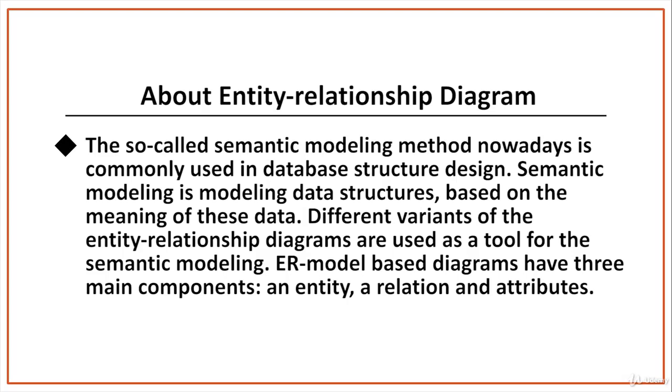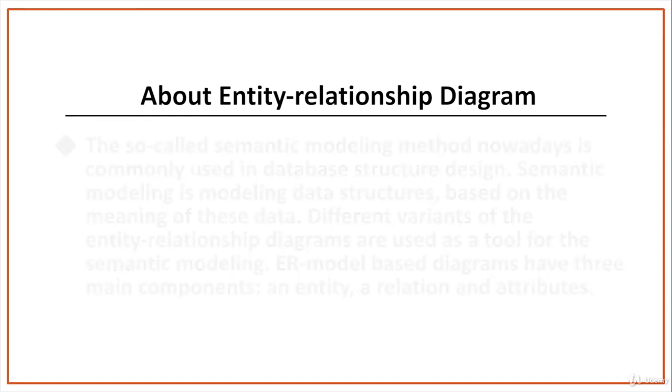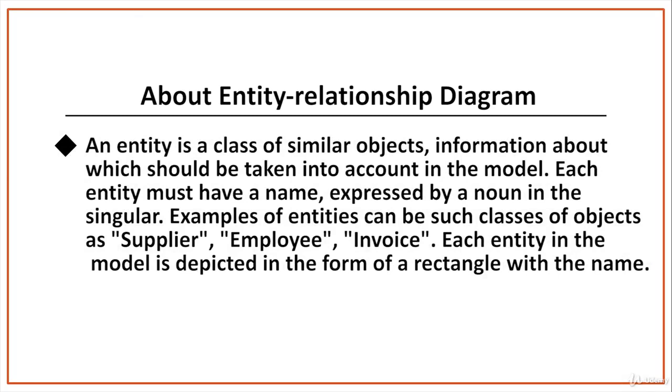ER model-based diagrams have three main components: an entity, a relation, and attributes. An entity is a class of similar objects, information about which should be taken into account in the model. Each entity must have a name, expressed by a noun in the singular. Examples of entities can be such classes of objects as supplier, employee, or invoice.